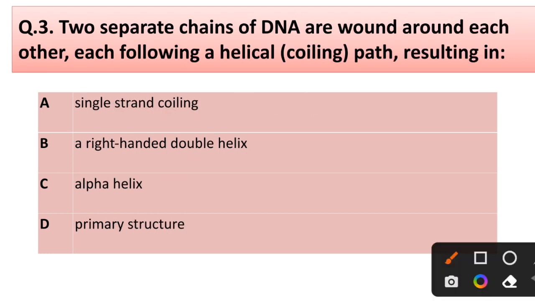Question number 3. Two separate chains of DNA are wound around each other, each following a helical coiling path resulting in single-strand coiling, a right-handed double helix, alpha helix, primary structure. Correct answer is option B, a right-handed double helix.